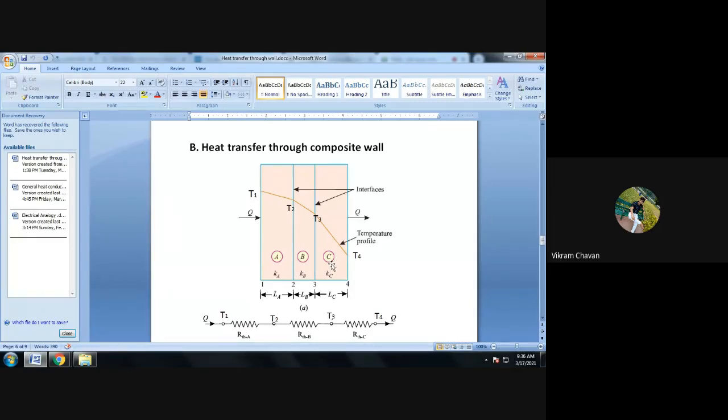Now this is the general importance of the composite wall. We have considered this diagram. Let us consider that.